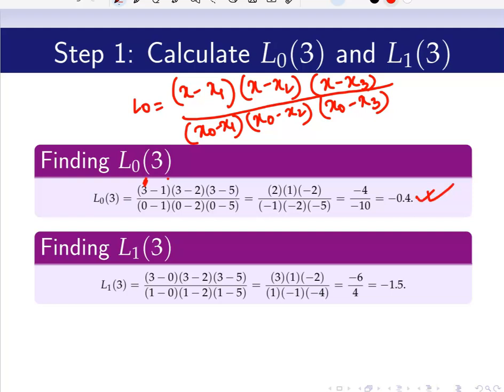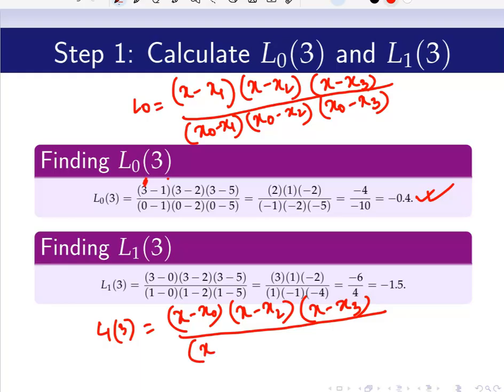Then again we have to find out L1 at x is equal to 3. So L1(3) is equal to 3 minus 0, 3 minus 2, 3 minus 5, then again 1 minus 0. Similarly L1(3) is nothing but (x minus x0), then (x minus x2), then (x minus x3), divided by (x1 minus x0), (x1 minus x2), and then (x1 minus x3). If I plug this in, we'll get minus 6 by 4, that is minus 1.5.